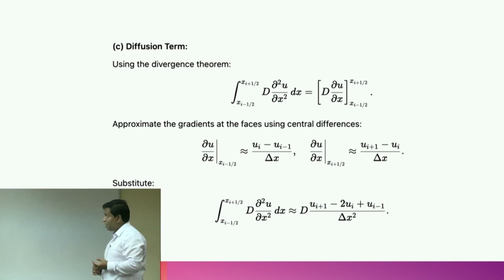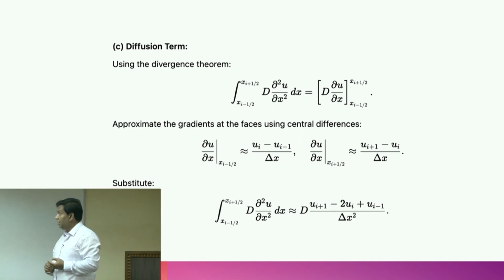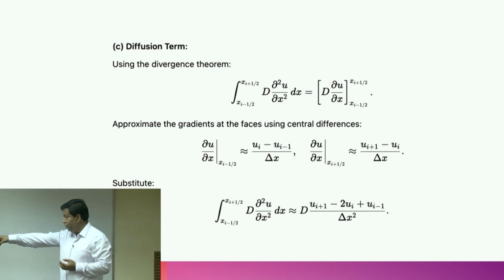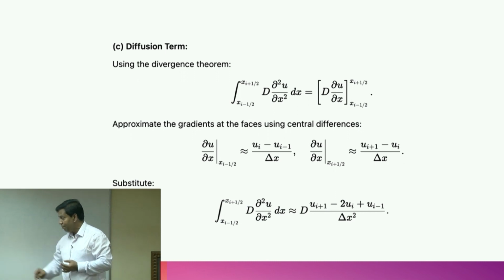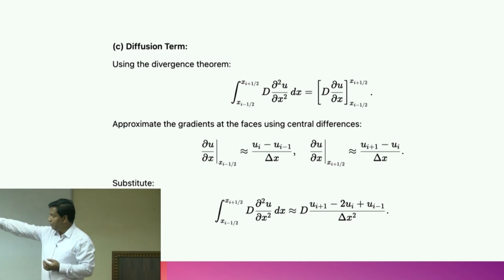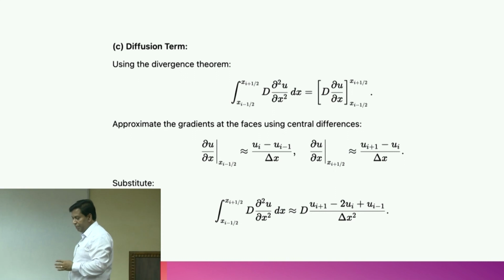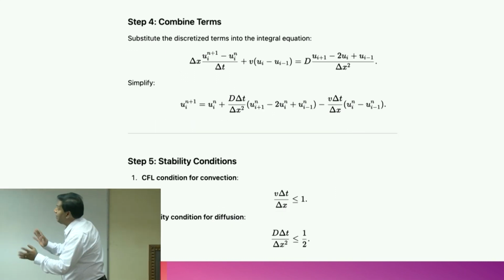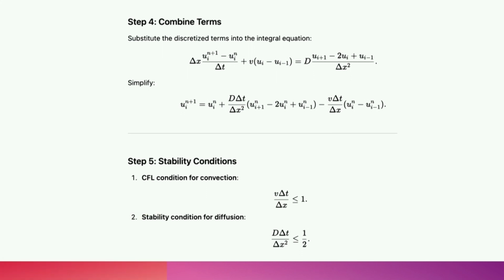Now, the diffusion term is very much similar to what we did last time: d times ui plus 1 minus 2 ui plus ui minus 1 divided by del x square. We did it differently before, but you can do it the same way, and at the end you will get it. Now, combining these three together, we get this. If we do the simplification, for ui at n plus 1 we get this whole value.